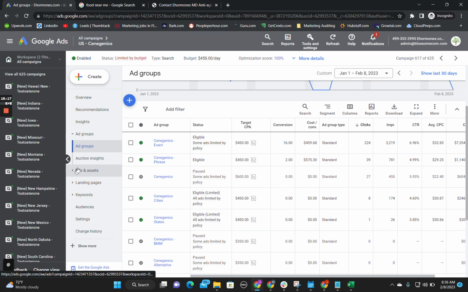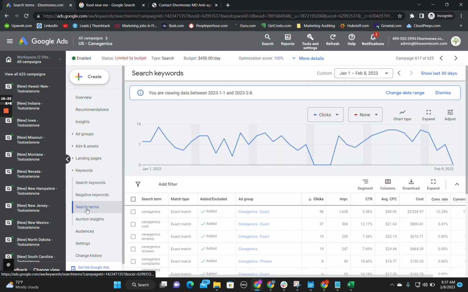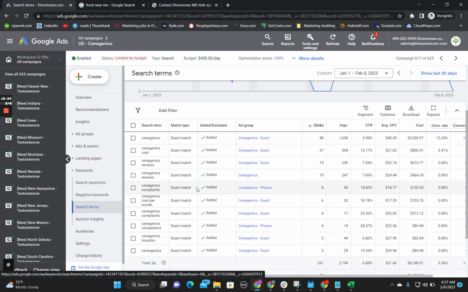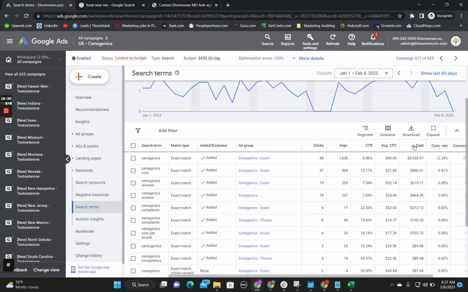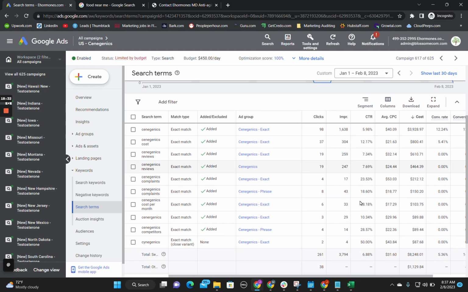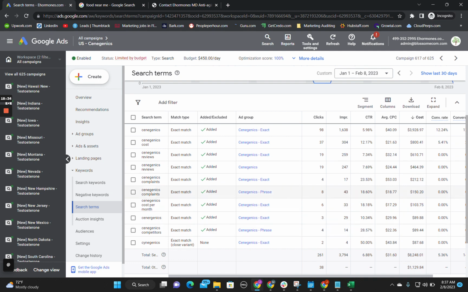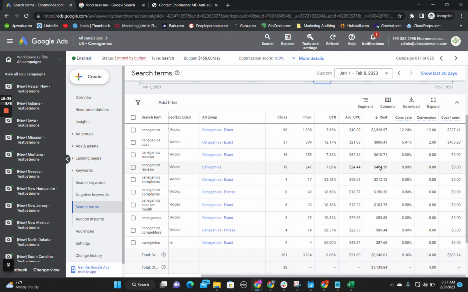Now we have covered the keywords and the ad groups. We're going to look at the search terms. We want to see what are we actually showing our ads for. Are our ads actually being shown for things that make sense? So again, we're doing it by cost, because that's usually where, if we were misspending money or having ad waste, that'd be the problem. Now here, Syngenic reviews.